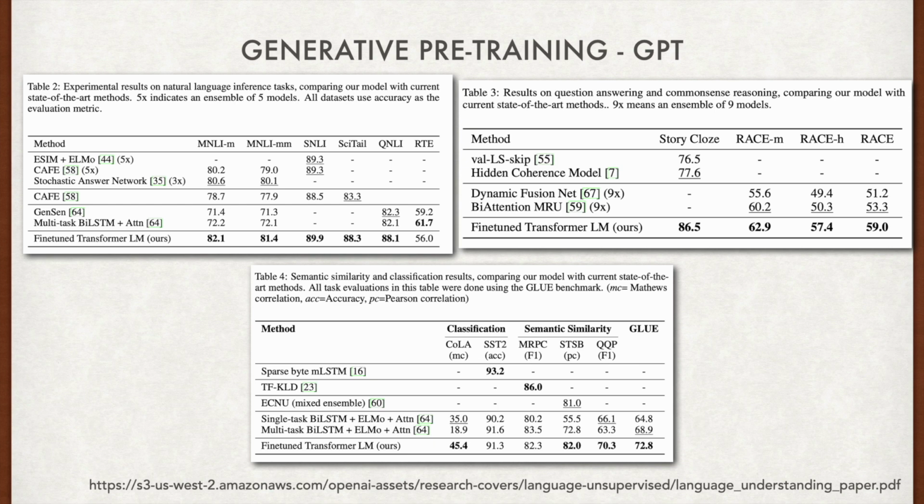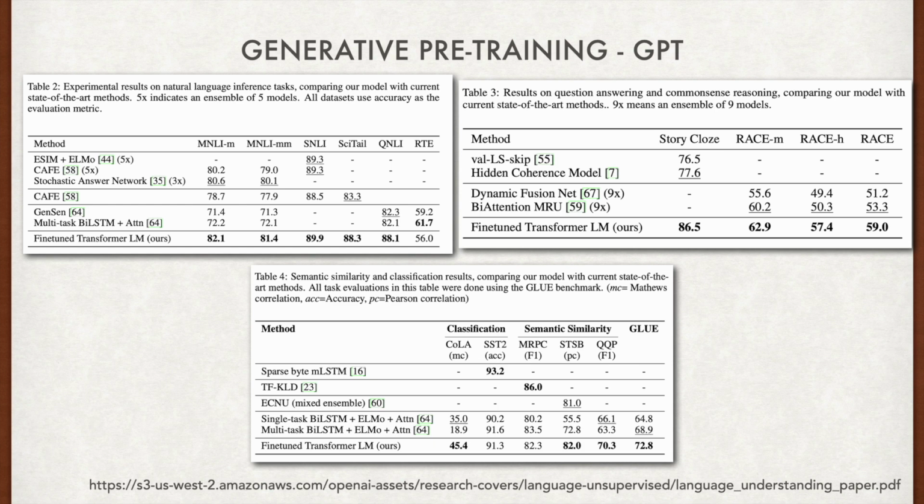In the context of natural language inference tasks, the authors collected 6 datasets related to natural language inference, or NLI for short, and compared GPT with top-performing models. In 5 out of 6 cases, GPT produced the best results, beating even those methods that were based not on single classifiers, but whole committees. Those 5x and 3x markers represent the number of models included in a given committee.